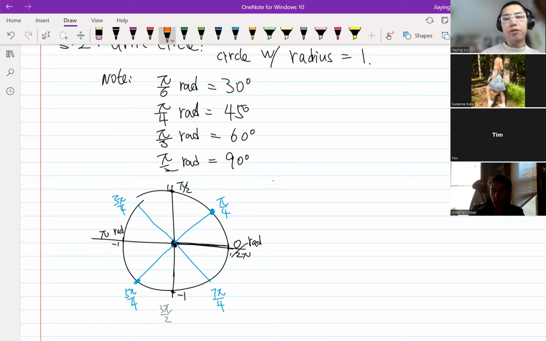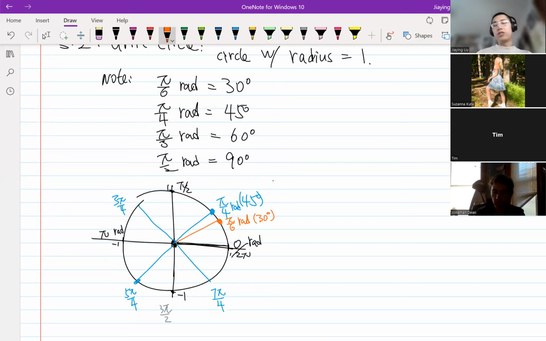And then I know that pi over 4 radians is 45 degrees. Now, pi over 6, which is 30 degrees, should be a little bit less than pi over 4. So I'm going to plot that. Less than pi over 4, maybe somewhere here. So that's going to be pi over 6 radians, or 30 degrees.